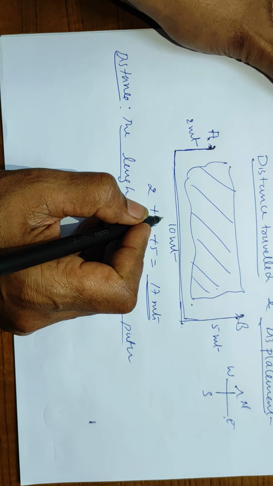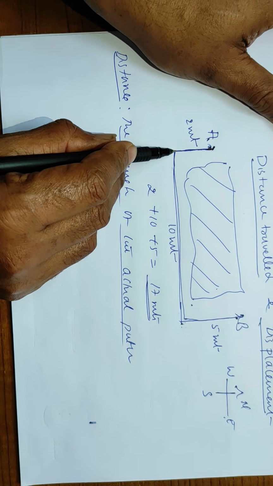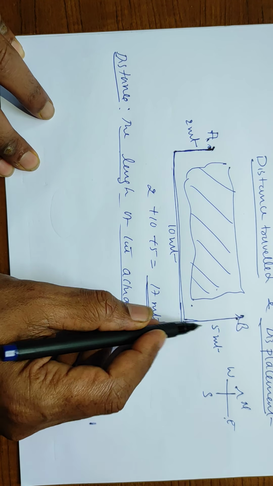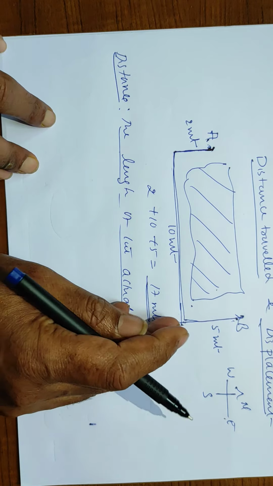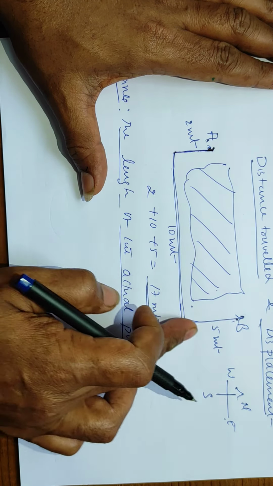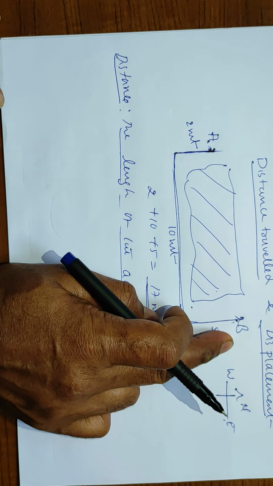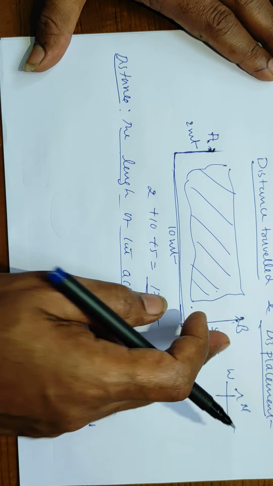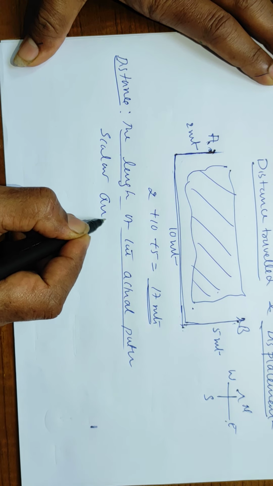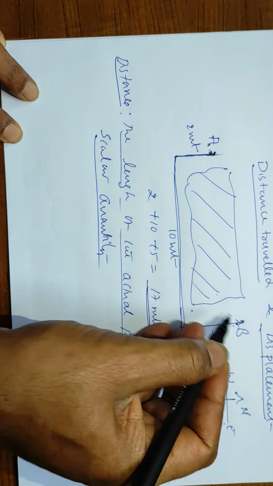It has no direction because first he moved towards south, then he moved towards east, finally he moved towards north. Therefore, we do not consider any directions here. We consider only the length of the actual path covered by the person, covered by the object. So, distance is a scalar quantity. And distance can be measured.